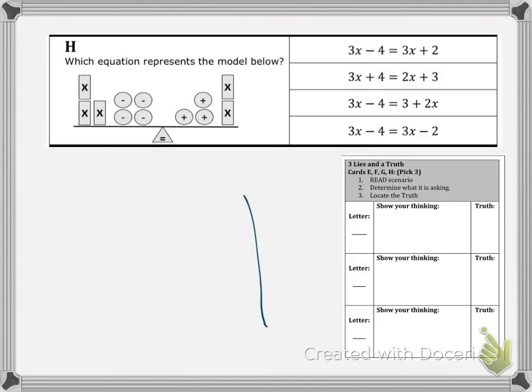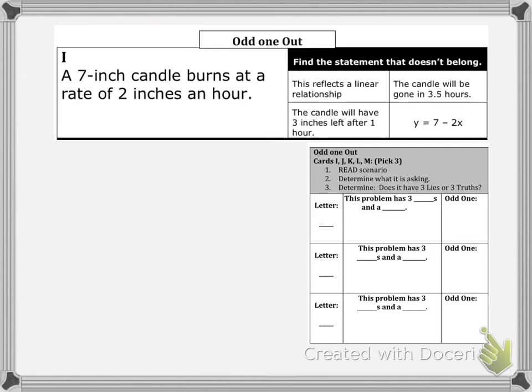I do want to note right here that this right here means that you have however many x's, 1, 2, 3, so that would be a 3x. Okay. So make sure that you push pause and do pick one, or you can just wait till the end. So let's go to the next one.